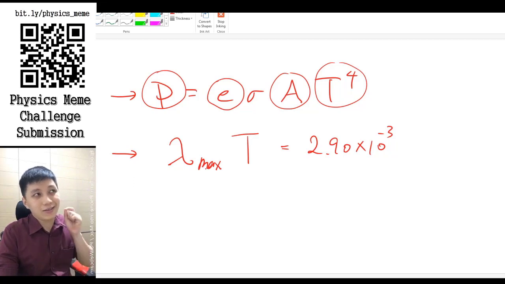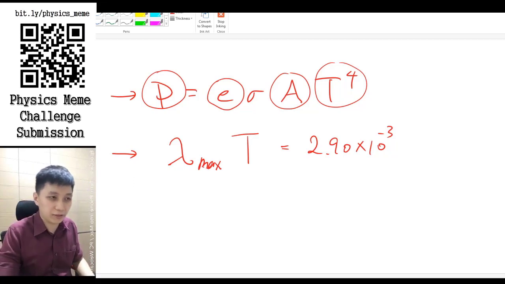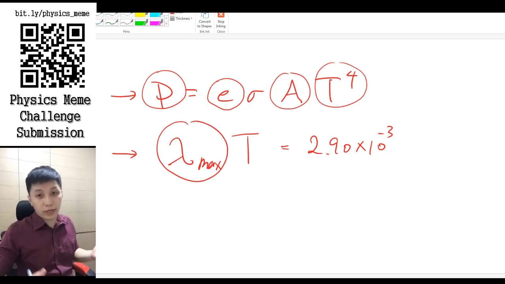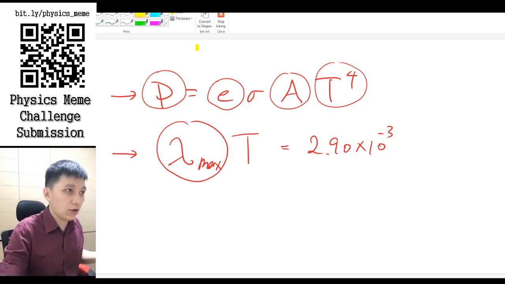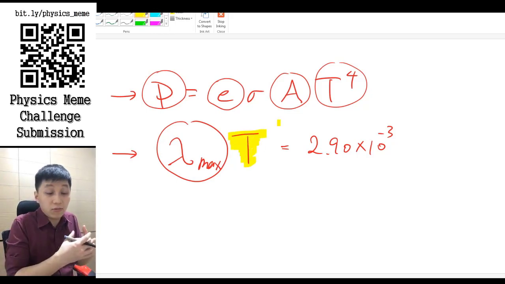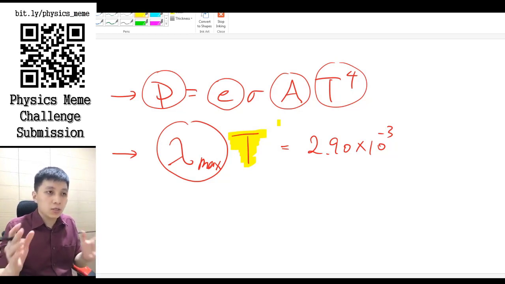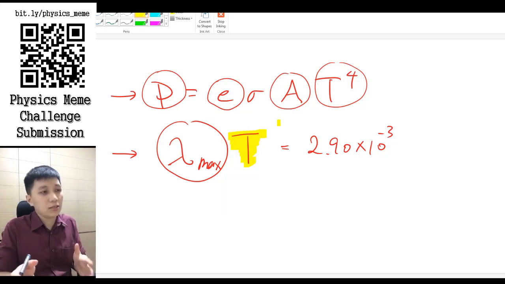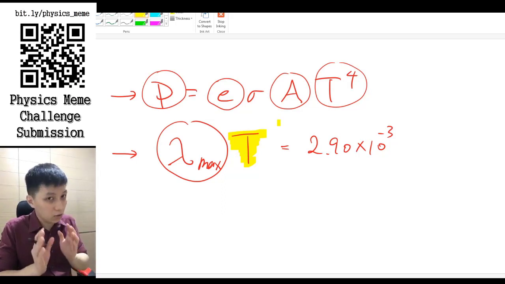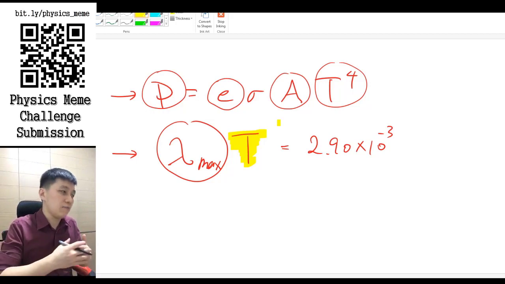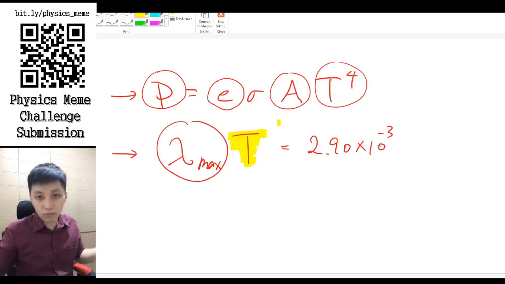Sorry, I didn't describe or define it very well in the last video. So what it actually tells you is, for whatever object, as long as you have temperature, you would emit electromagnetic waves. The electromagnetic waves that you emit are not a single wavelength, or a single frequency. You are actually emitting a spectrum of wavelengths.